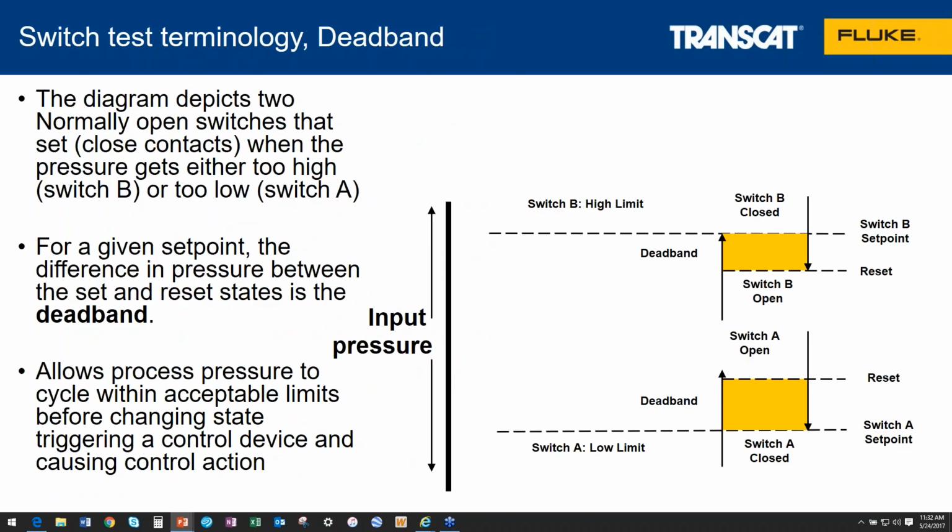So the diagram depicts 2 normally open switches that set when the pressure gets either too high or too low. For a given set point, the difference in pressure between where the switch opens and closes, where it sets and resets, is referred to as the deadband of the switch. The deadband is the area that the process pressure will cycle within acceptable limits before changing state, triggering a control device or other action as triggered by the opening and closing of the switch contacts.